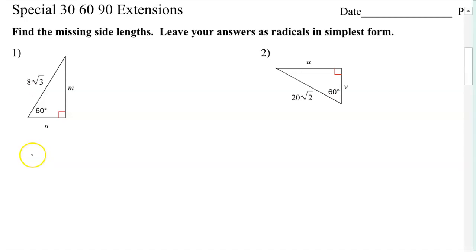We know that the short leg is half of the hypotenuse, so the short leg, which is the n, is going to be 4 square root of 3. Half of 8 times the square root of 3.